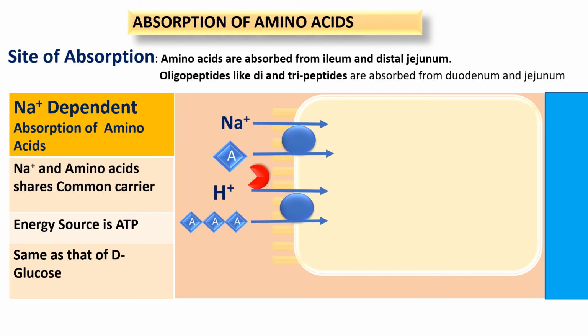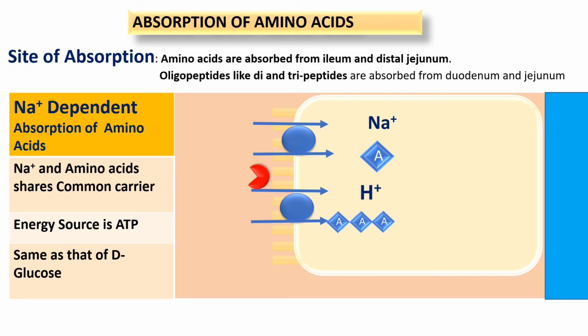So here the sodium ion and amino acid enter inside the mucosal cell. Similarly, the H plus ion along with the dipeptide or tripeptide enters inside the cell. So here the sodium ion and amino acid share a common carrier. Similarly, the H plus ion and the dipeptide and tripeptide share a common carrier. For amino acid transport, there are about 7 different types of transport systems available.